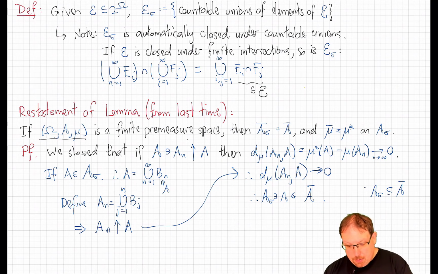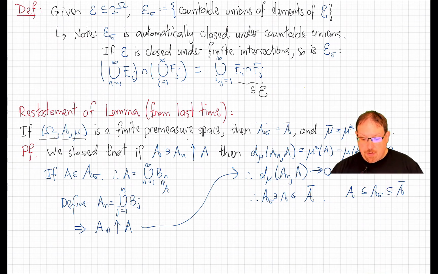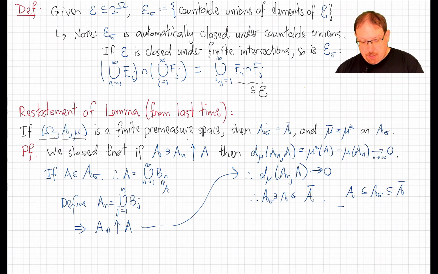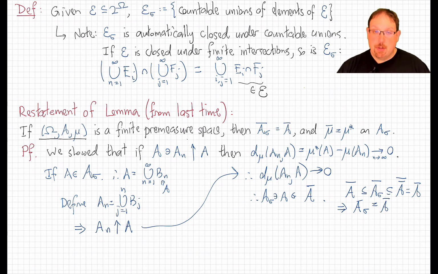But A sigma also contains the field A. And it follows from this, taking closures, that the closure of A sigma is squeezed in between the closure of A and the closure of the closure of A, which is the closure of A. And that shows us that A sigma and A indeed have the same closure.